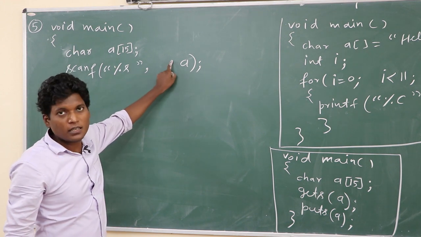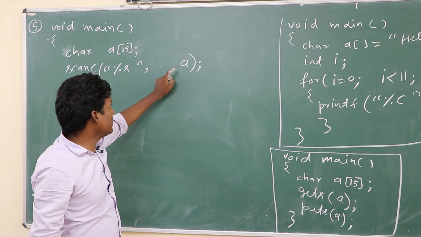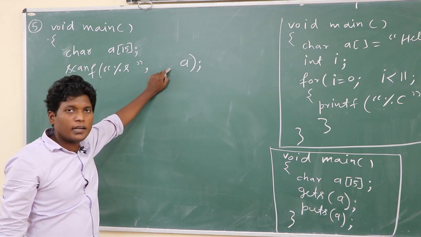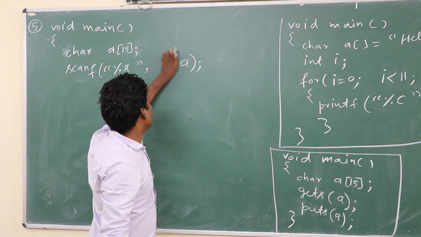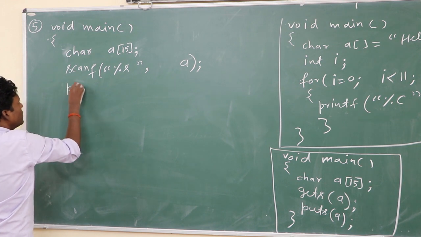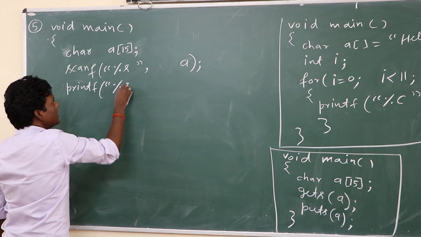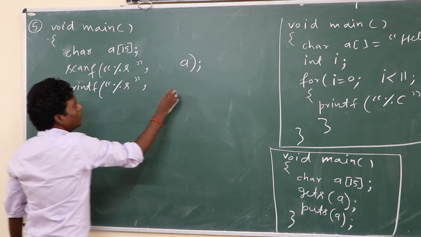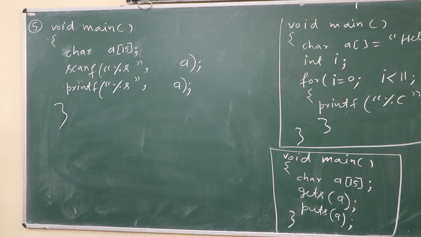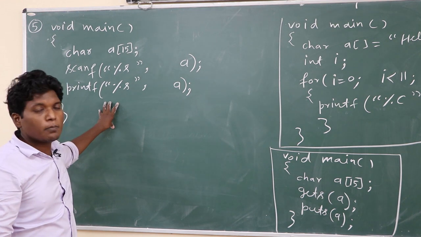In case of an array name, when you write the array name, there is no need to write &, because the array name already supplies the base address. Then printf("%s", a) and close. This is the fifth method to execute the same problem.